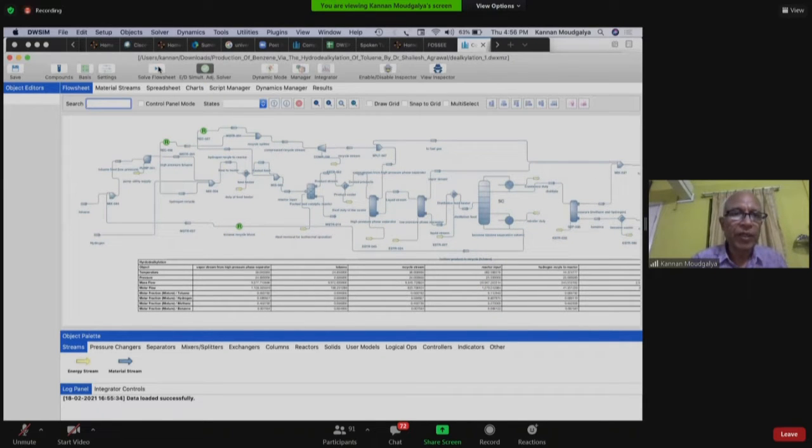Now, if I click this, the flow sheet will get solved and it becomes red. And as it gets solved, because there are loops, it solves by trial and error. Okay, that's that.